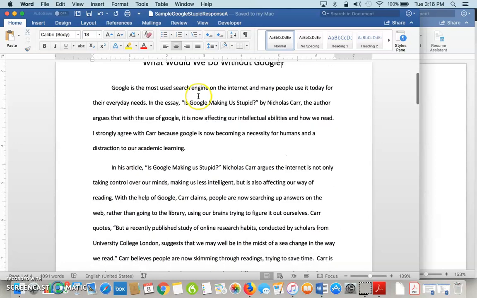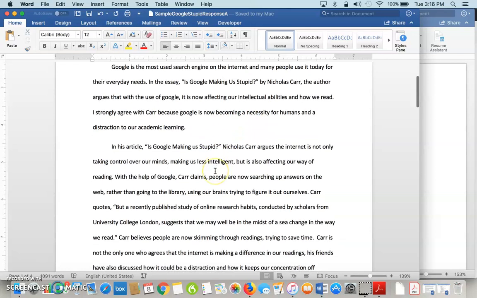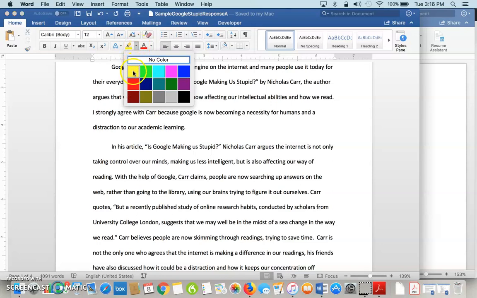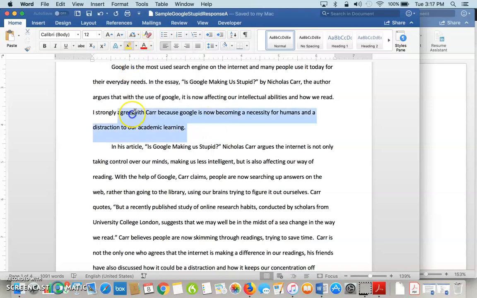And they talk about how Google is this used engine, and then talk about Carr and basically say what his main argument is. And here we have the thesis. So one thing you could notice is that I'll read first and I'll go, okay, so I see the thesis right here. For those of you who are looking at it, see that? That's the thesis right there. And we're going to find out that that's not the whole thesis.